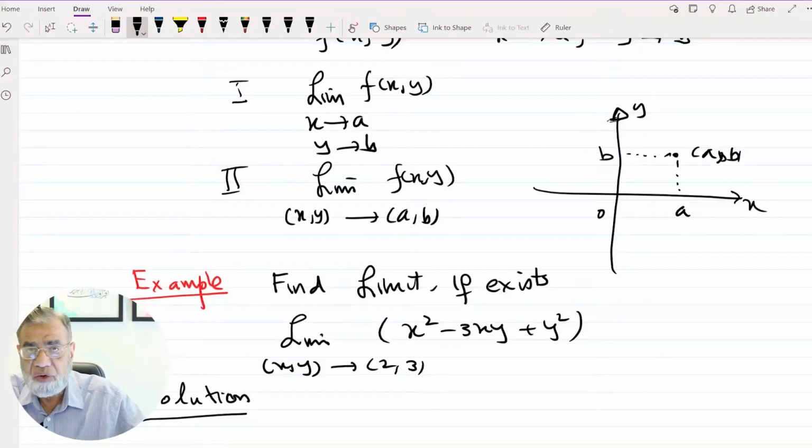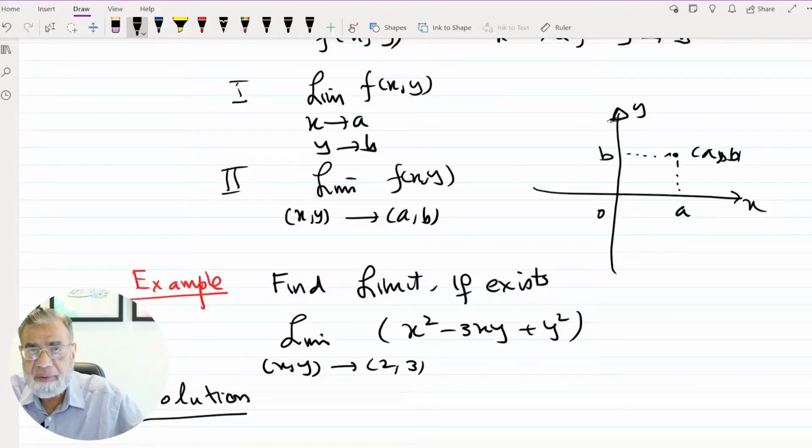I take this example: find the limit if it exists. If we say if it exists, it means there are some cases where the limit does not exist. But here we will find the limit if it exists. As in the above cases, the limit exists means the left hand limit is equal to the right hand limit. Here we say the same. Now I take the particular example where (x, y) is going to (2, 3).